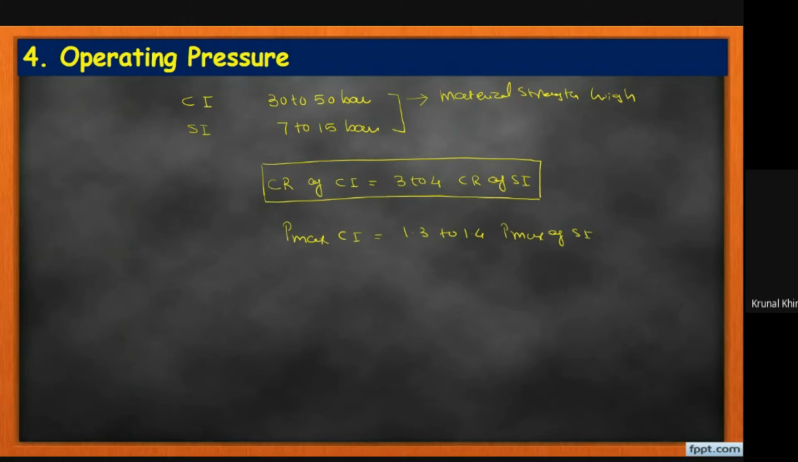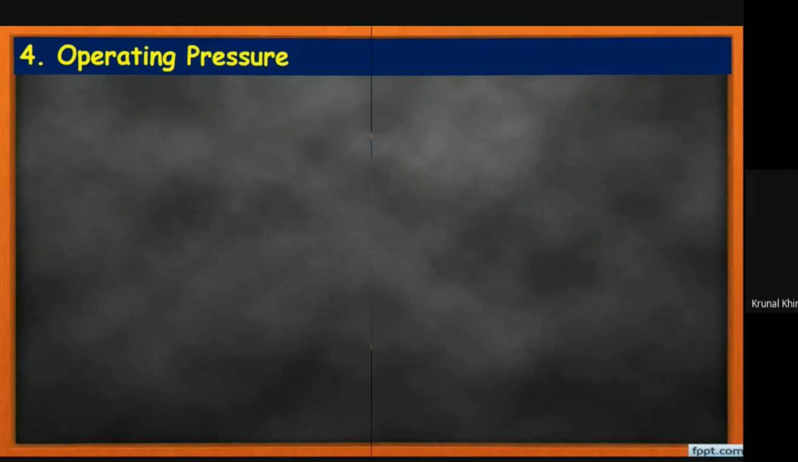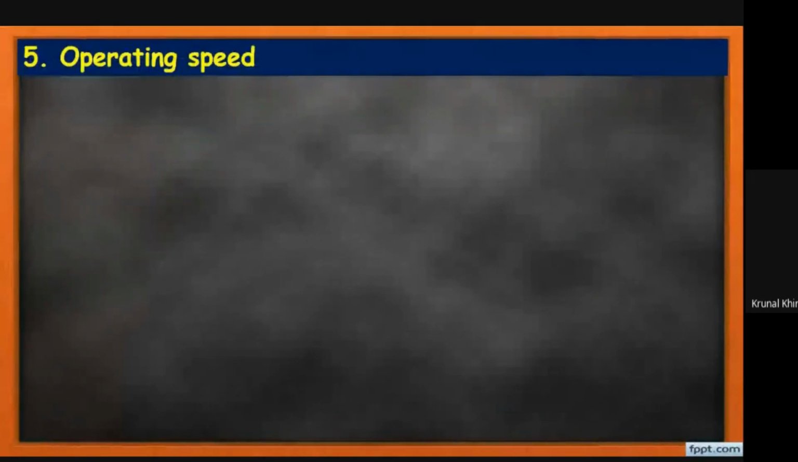Now we are moving towards the operating speeds. The operating speed depends on the brake horsepower. We write it as BHP, which is called brake horsepower, or we can generally treat it as the rating of an engine or the output of an engine. And this BHP is a function of the speed.